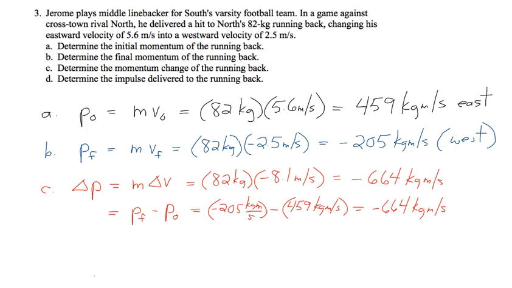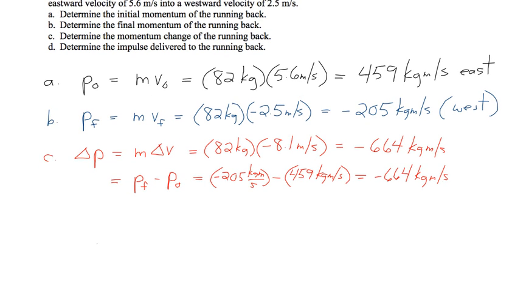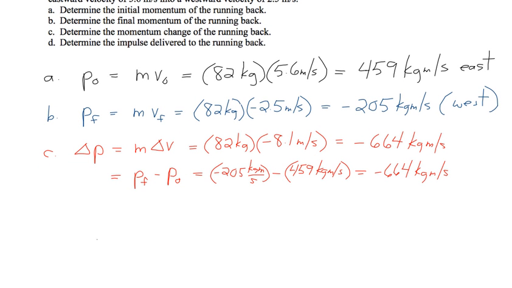All right, so there's your answer for part C. Well, for part D, determine the impulse delivered to the running back. Well, impulse equals change in momentum. So in part D, I know that impulse equals my change in momentum, and I just solved for my change in momentum for the running back, so that has to be the same answer for the impulse, negative 664 kilogram meters per second.